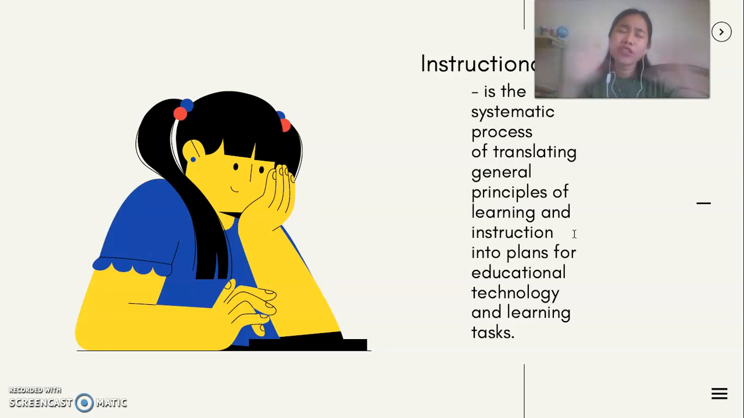So there are lots of general principles when it comes to learning, and I know it's easy for us to remember, but we cannot remember all at the same time. It's just that we need to be more, what do you call this one?